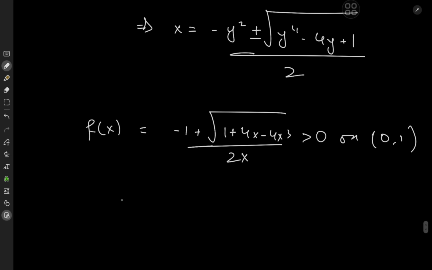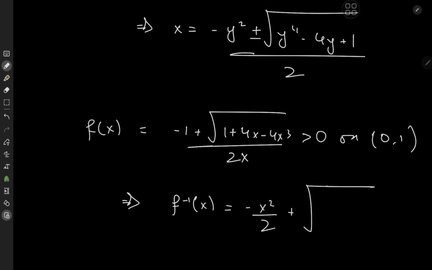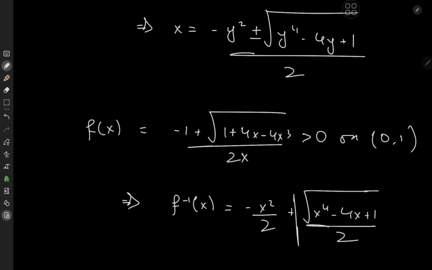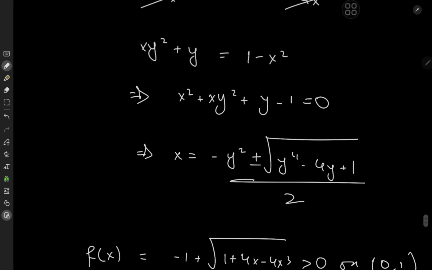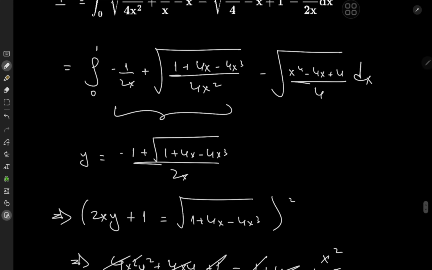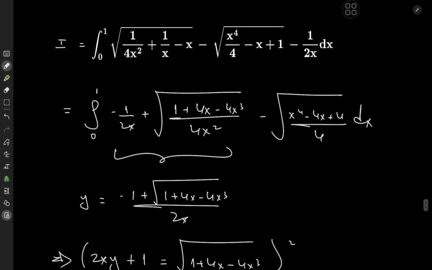So this implies that f inverse of x is just negative x squared over 2 plus root, terribly sorry about that, root of x to the 4th power minus 4x plus 1, over 2. And this thing looks incredibly familiar, doesn't it? Let's just scroll up a bit and, oh, yes, indeed. We have exactly that term.